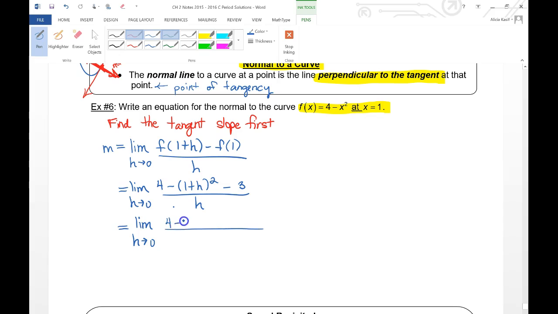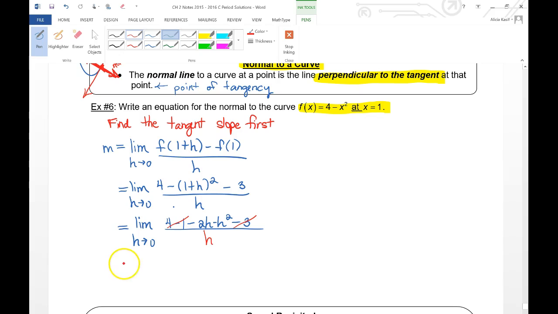So it's 4 minus 1 minus 2h. So you get 1. You can get 1 right away. Hopefully what you can see right away is that the constants are all going to cancel here. Okay, so the 4 minus 1 and the minus 3 cancel. Now I still have this h on the bottom. What can we do from here?